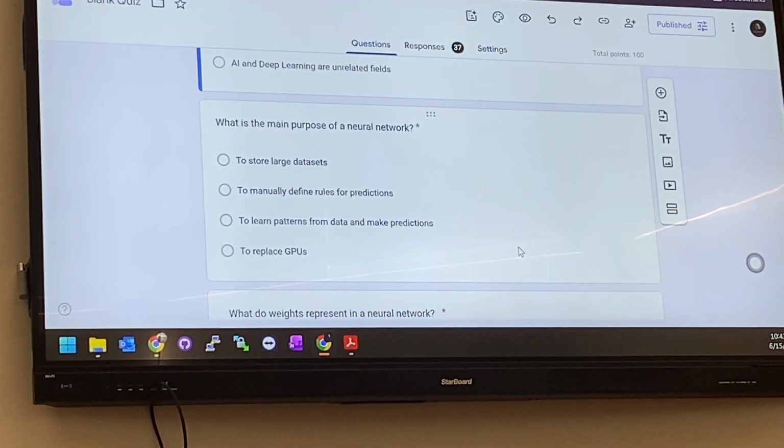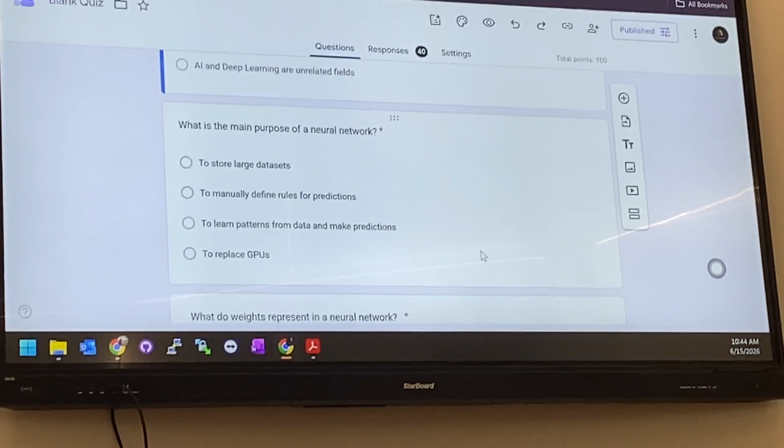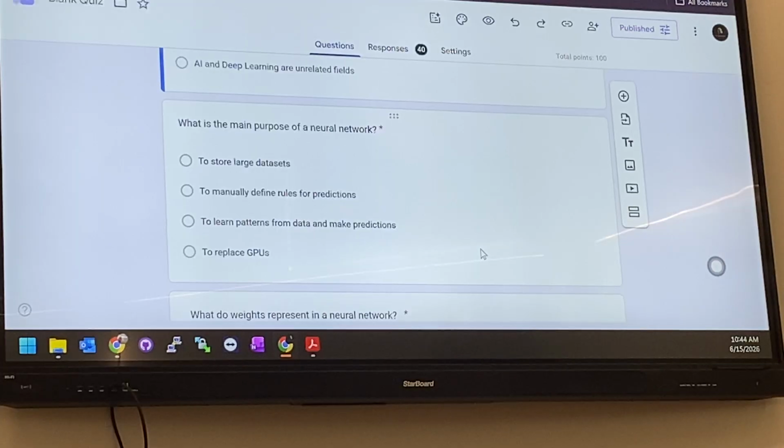What is the main purpose of a neural network? Right. So, to store large data sets? No. To manually define rules for predictions? No. By the way, the second one is something that AI does. Okay? So AI is a field. It's a discipline, which actually you can do in order to predefine rules or find sophisticated ways to define rules in order to make predictions. Learn patterns from data and make predictions? Yes. Replace GPUs? No. GPUs are actually part of deep learning.